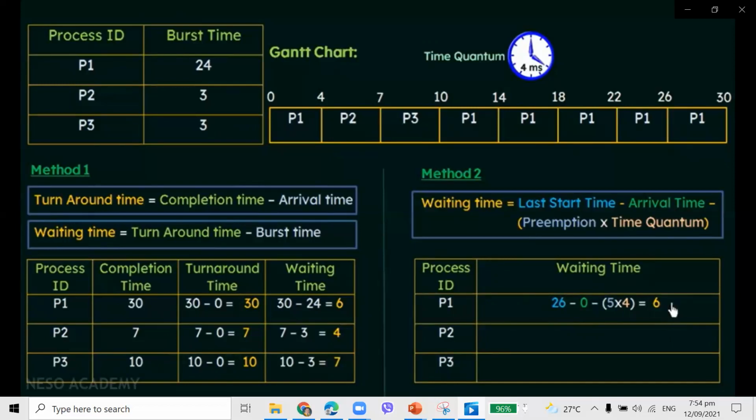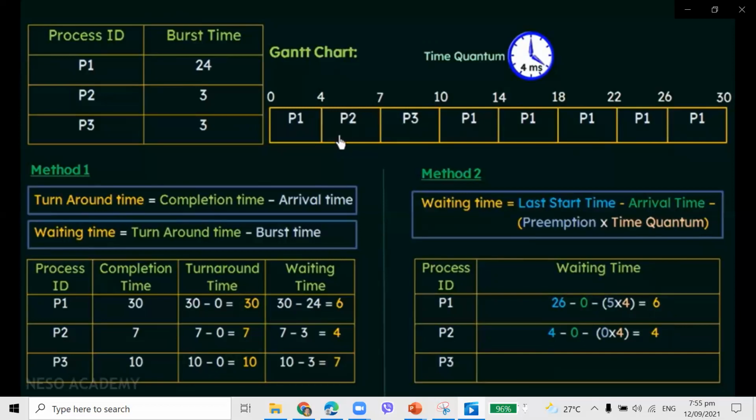So similarly, let's calculate for P2. For P2, what is the last start time? The last start time for P2, where is it? It is here. If you see in the Gantt chart, P2 occurred only one time. So this is the first and last start time for P2. So 4 is the last start time for P2, and then the arrival time is 0, and then preemption.